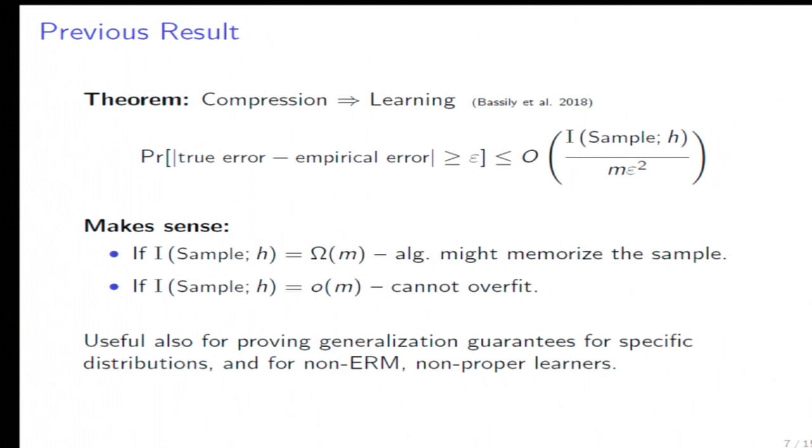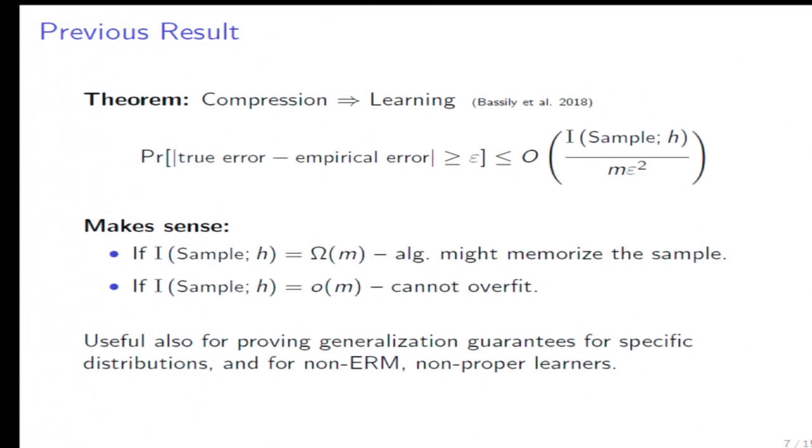Basically, if you control the mutual information between the input and the output, that gives you guarantees about the generalization error of the algorithm. And if you think about it, that makes sense, because if you have a mutual information that is on the order of the number of samples, that means you can remember something from each sample. You can basically memorize the input training set. And then you might not generalize well.